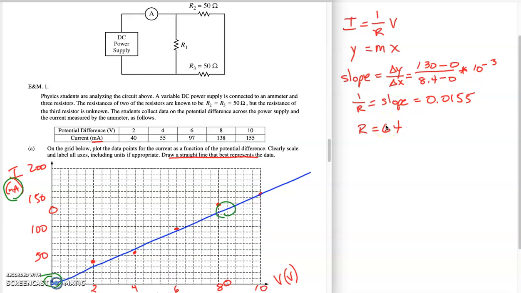64.5 ohms. Now, because this is a hand-drawn graph, they're going to have to give you some wiggle room in terms of what they accept for that slope there and then any future calculations that depend on it. If you happen to use the linear regression in your calculator, you should get 63.9 ohms. So 64 to 64 and a half is not that far off.